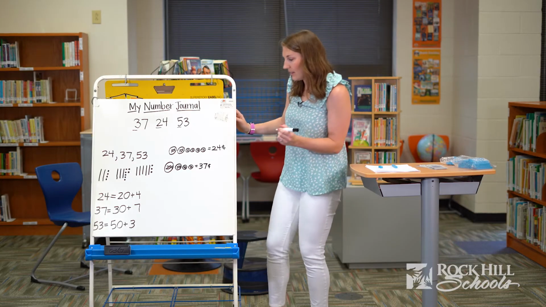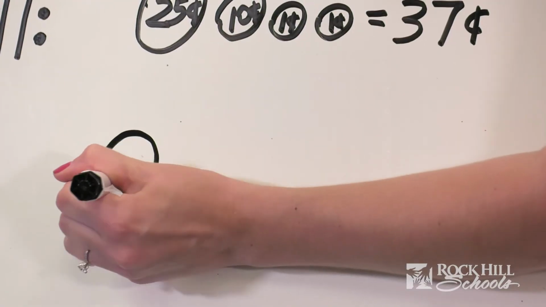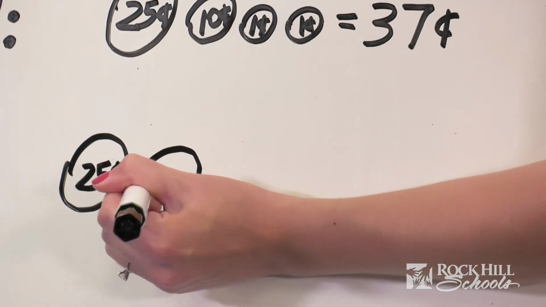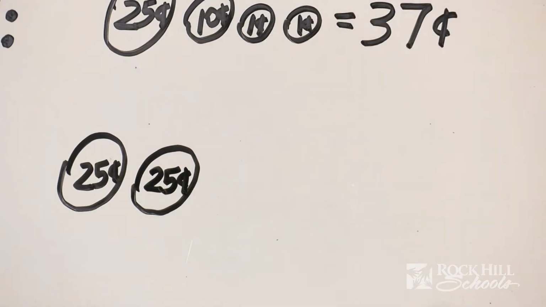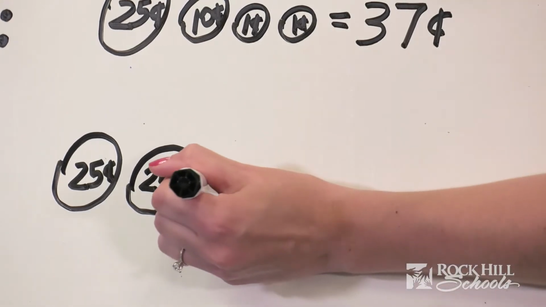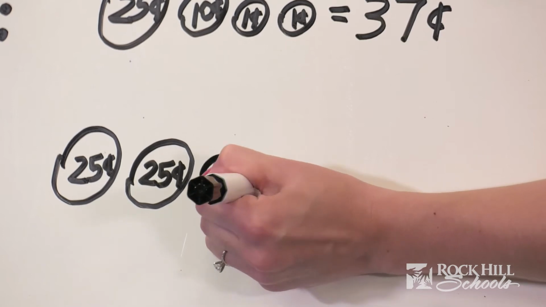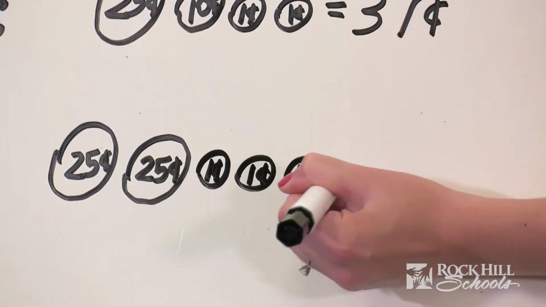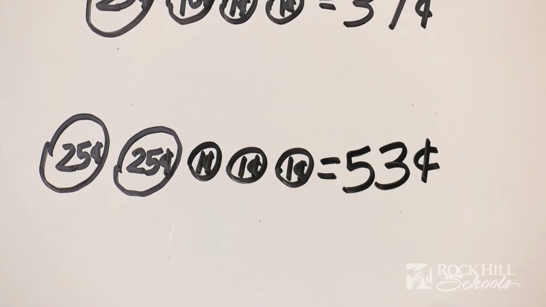All right, then next for 53 cents, we can start with a quarter. And we can add another quarter, so 25 plus 25 is 50 cents. And then we can have 3 pennies, which equals our 53 cents.